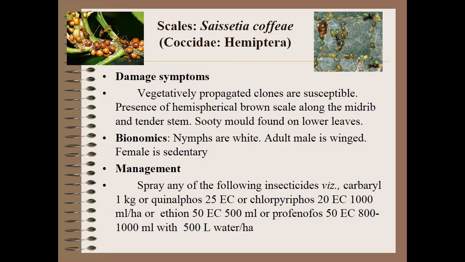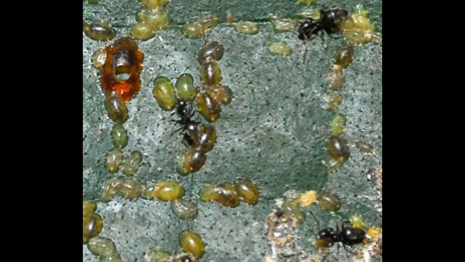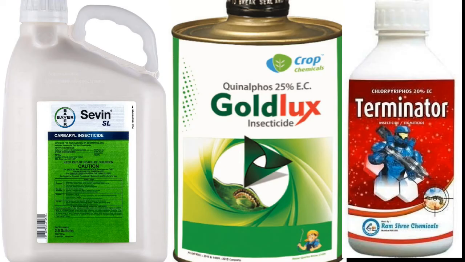What about scales? Saissetia coffeae, Coccidae, Hemiptera. The damage symptom is the presence of hemispherical brown scales along the midrib and tender stem. Sooty mold is found on the lower leaf. These are the symptoms of the scale insect. You can spray any one of the listed chemicals as you see in this slide, like carbaryl, quinalphos, chlorpyrifos, or any other contact insecticide for effective control.